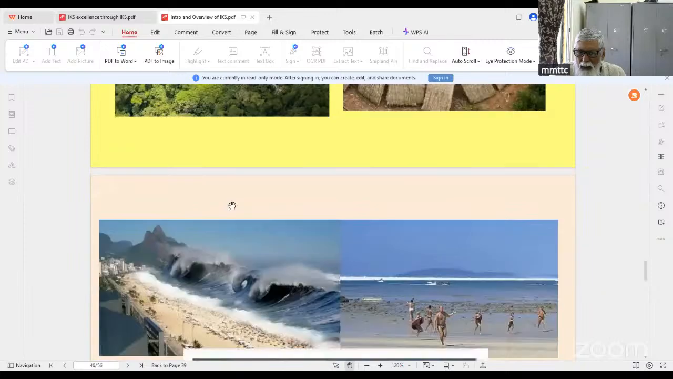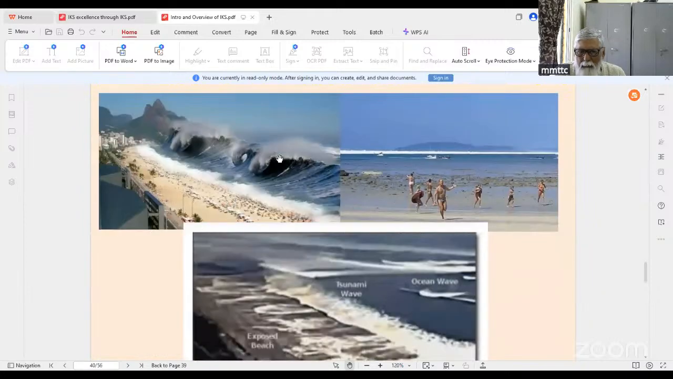Do we have that? Yes, look at this. This is a tsunami. And in a tsunami, you will see the water goes back first, and after many minutes, it will come back.